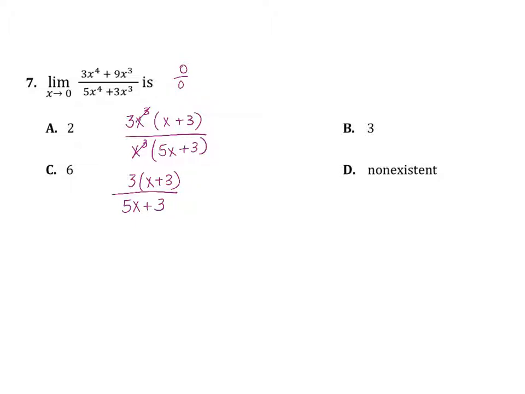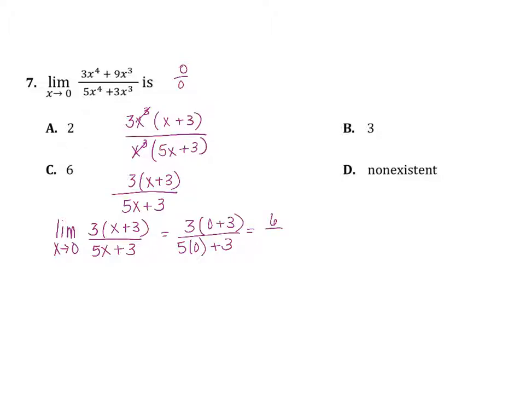And now we can go back and reevaluate our limit as x approaches 0 of 3 times x plus 3 over 5x plus 3. And so substituting in here, we're going to get 3 times 0 plus 3 all over 5 times 0 plus 3. And so in the numerator, it looks like we're going to get 6. In the denominator, 3. So that's all going to reduce down to give us 3.